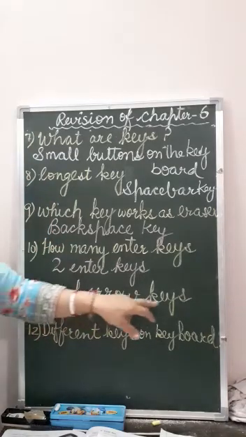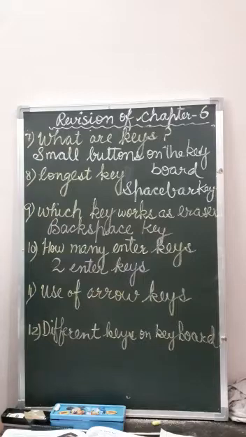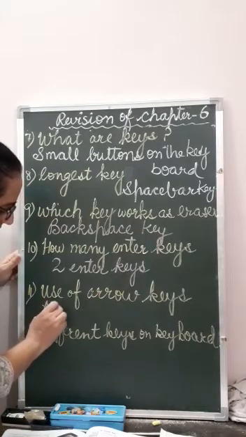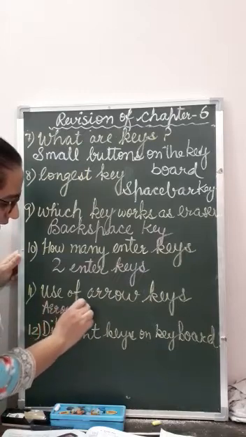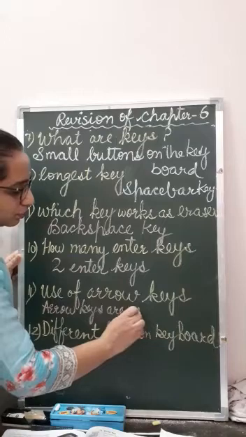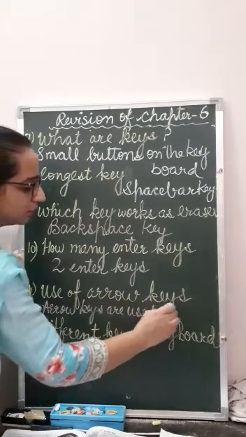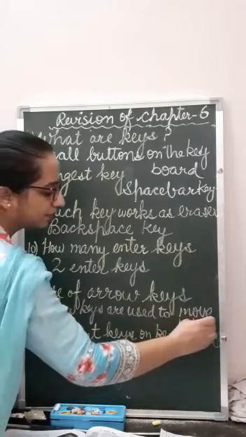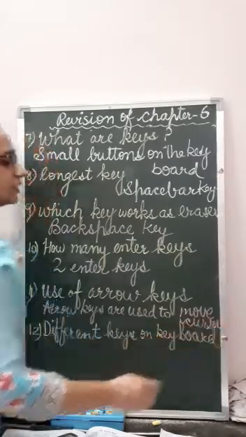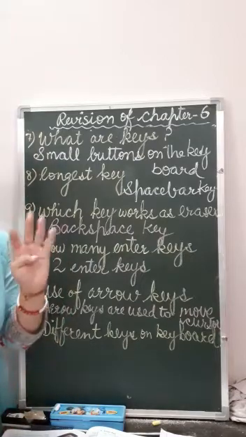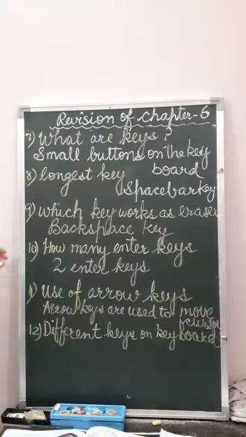What is the use of arrow keys? Arrow keys are used to move the cursor. How many arrow keys are there on the keyboard? There are 4 arrow keys on the keyboard.